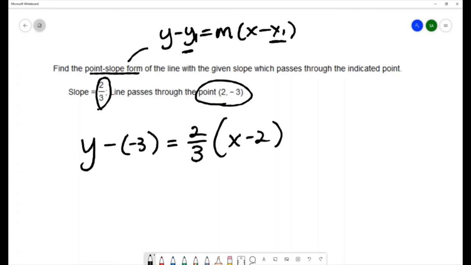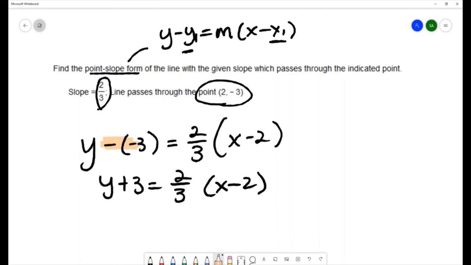And I'll simplify just a little bit by simplifying these two negatives. That becomes y plus 3 equals 2/3 times x minus 2. And I'll stop here since this question is asking for the point-slope form, and this represents the point-slope form of the line with the slope of 2/3 passing through the point (2, -3).